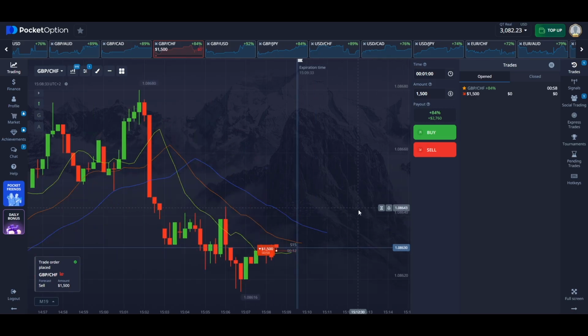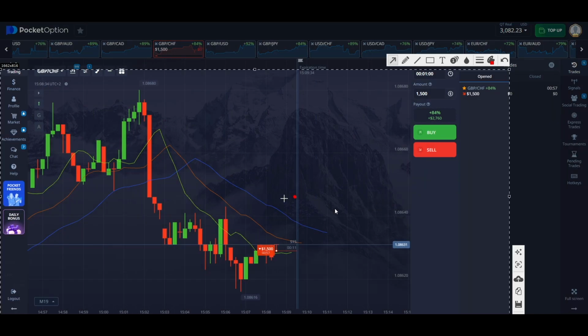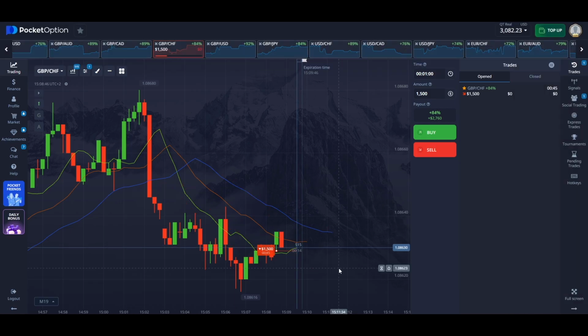Currency pair, British pound, Swiss franc. What's happening here? We have a nice downward movement going on. We can see that the mouth is closed. The blue line is on top. The green one is below. The price enters this area, and from here I open a sell trade.